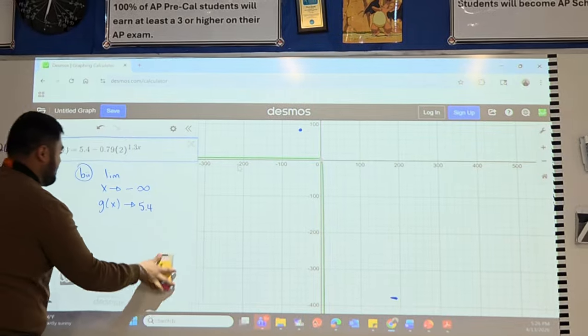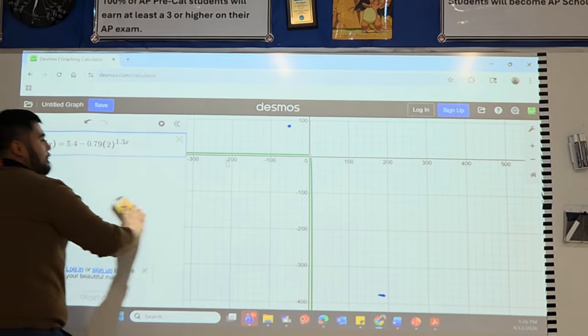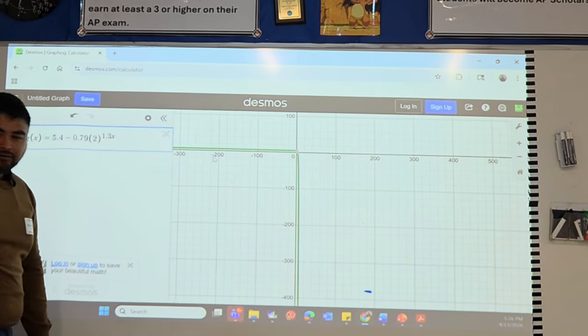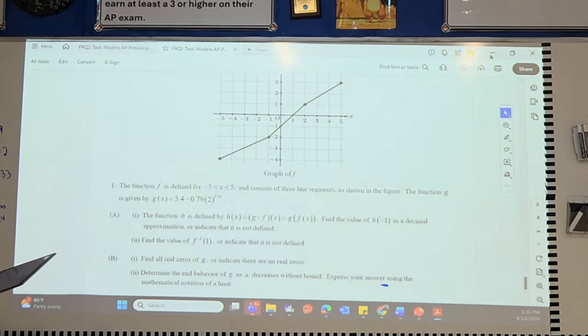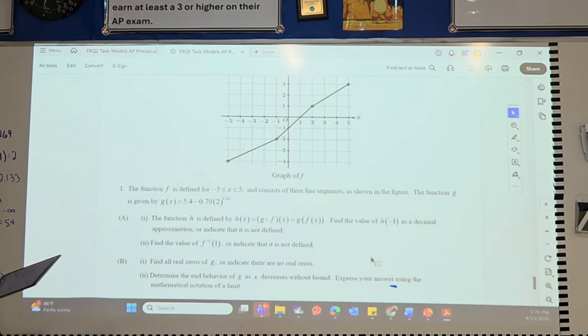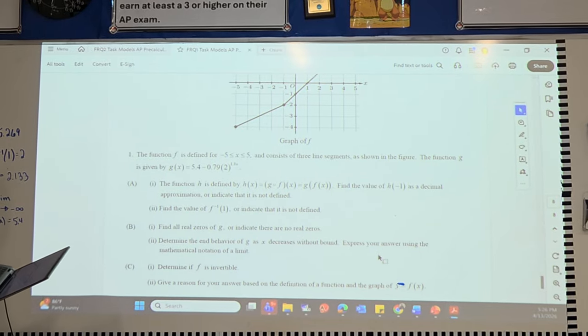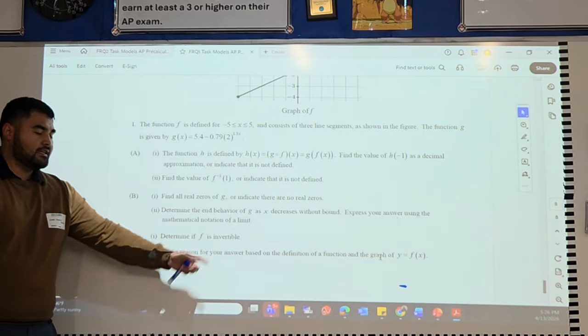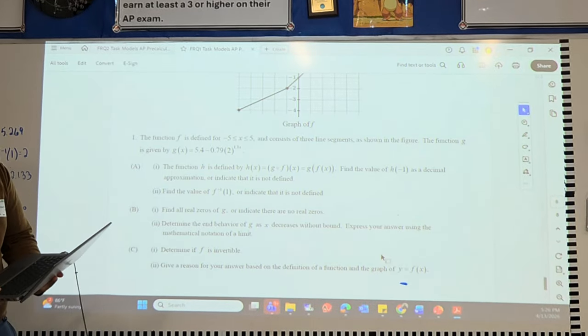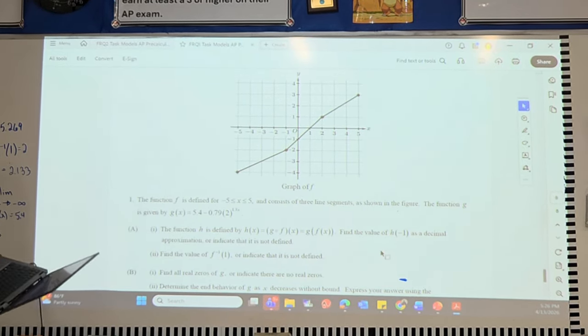So what else am I missing? Oh, I'm missing part C. Let's do part C. Ready? What is part C asking for? Determine if f has an inverse. Does f have an inverse?